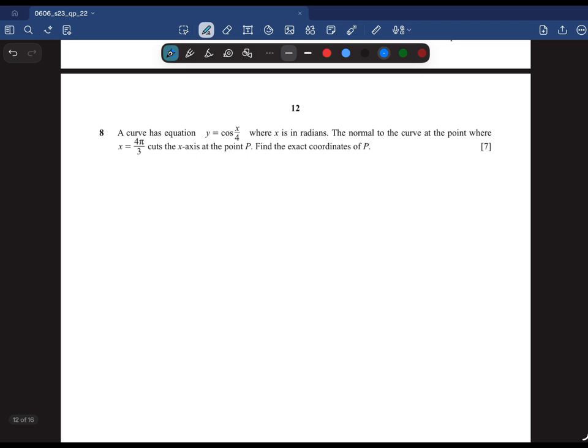Alright, moving on. The curve has equation this, where x is in radians, normal to the curve at the point this, cuts the y-axis at the point P, find the exact coordinates of P.